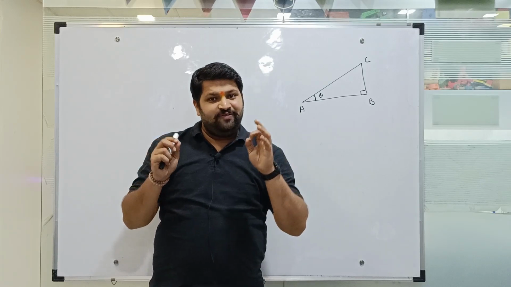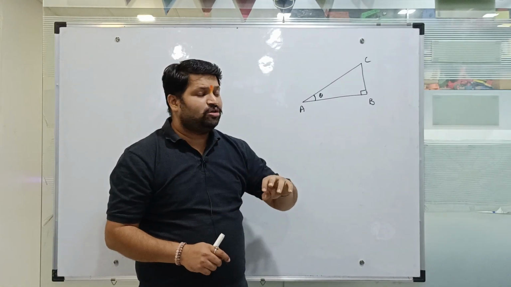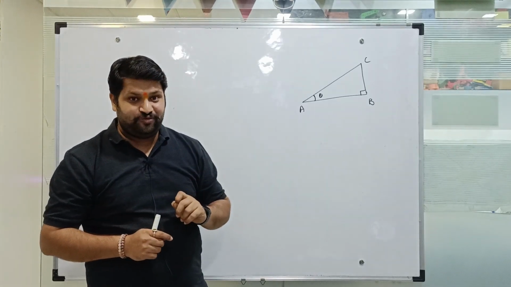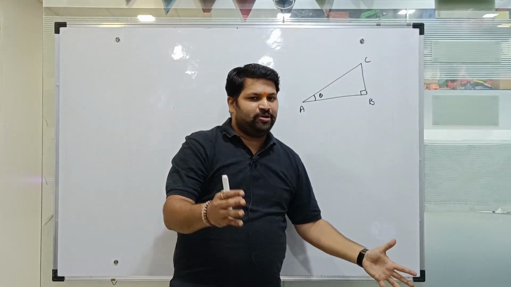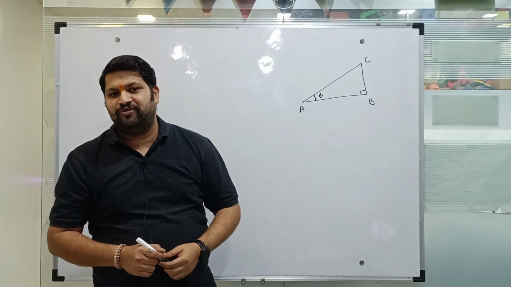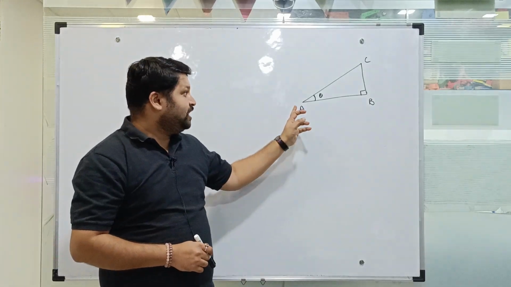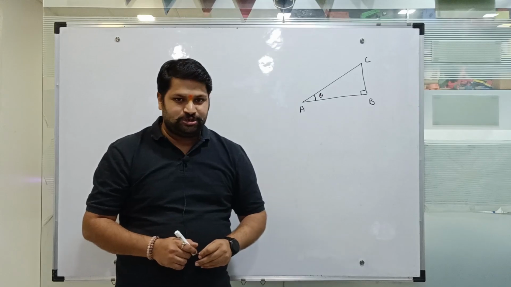So whenever you are solving this, the first thing that you need to figure out is which side you have to find. If it's AB or BC, then absolutely you are going to solve it using tan or cot. However, if AC gets involved, you can use sine or cos.